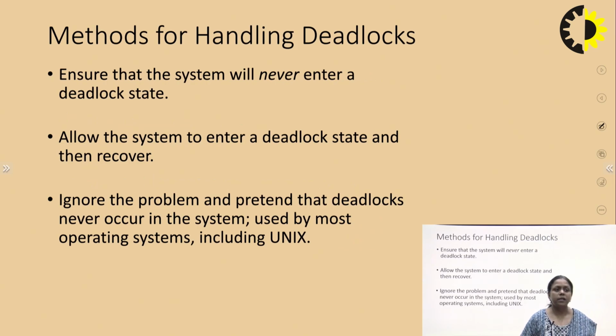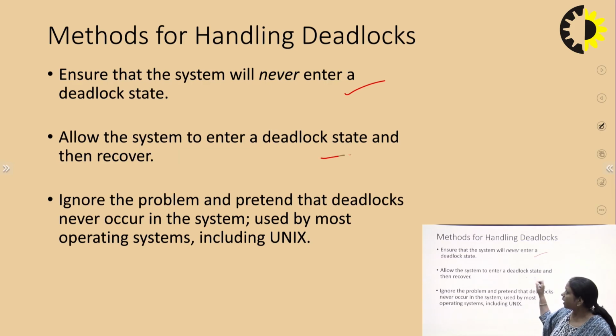Okay. Now, methods for handling deadlock. Now, we have detected that we have a deadlock in the system. How can we handle this deadlock? So, the first option is to ensure that the system will never enter a deadlock state. So, we have to prevent this condition. How can we prevent it? We should not meet all the necessary conditions of deadlock, or we should avoid the deadlock. So, there can be two possibilities here. We can use deadlock prevention or deadlock avoidance.